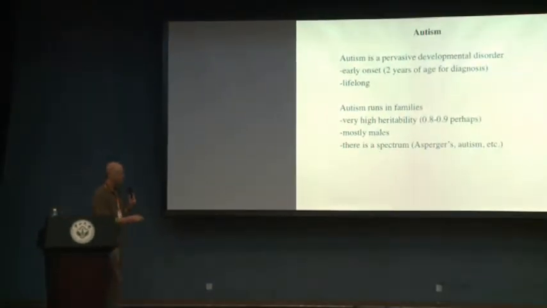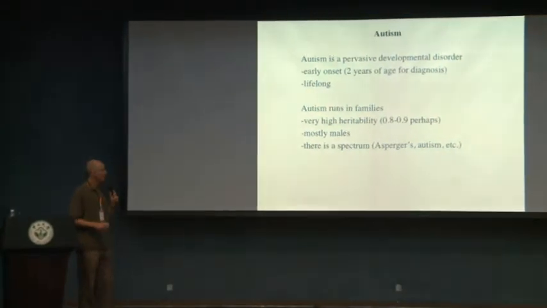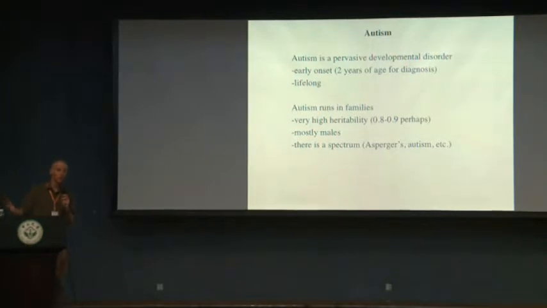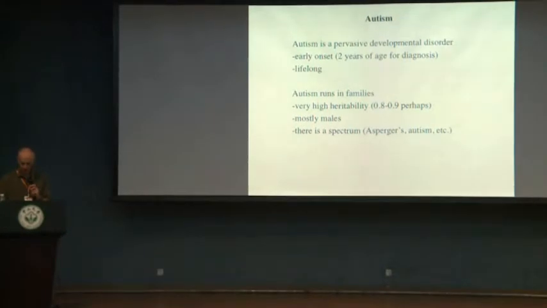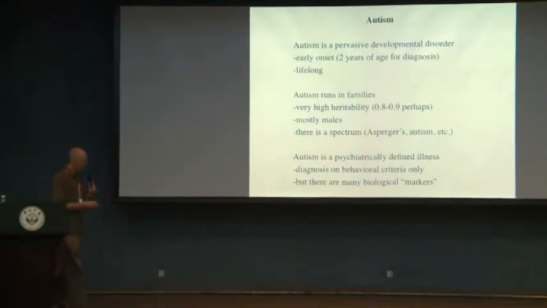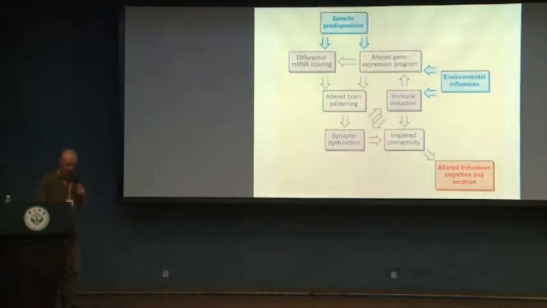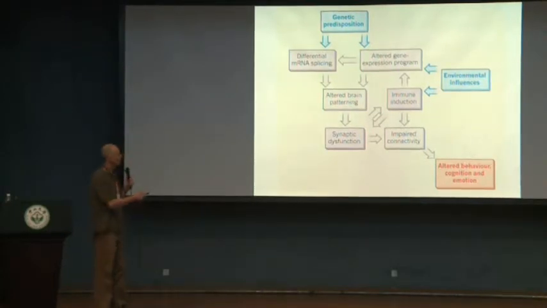One other important point is that autism is a spectrum. It has been recognized for a long time, and is now explicitly recognized in DSM-5, so there's a broad range that is continuous with the distribution of behaviors in the population. It's a psychiatrically defined illness, and even though there are many biological markers, currently it's based just on behavioral criteria. So that is just to orient you with respect to very broadly what's known about autism.